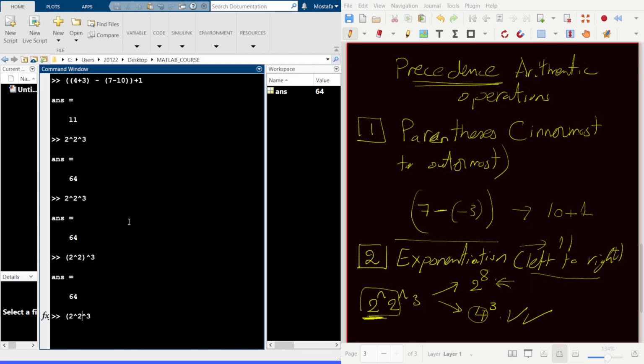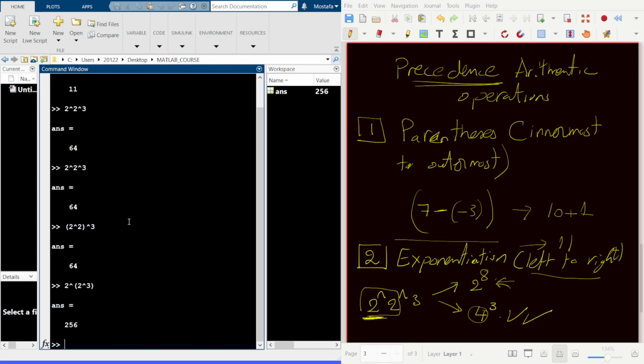On the other hand, if I change my mind and I want to calculate 2 raised to power 3 first, which is 8, and then the whole thing will be the power of 2, then I put the parentheses to make this very explicit. So the answer is 256.